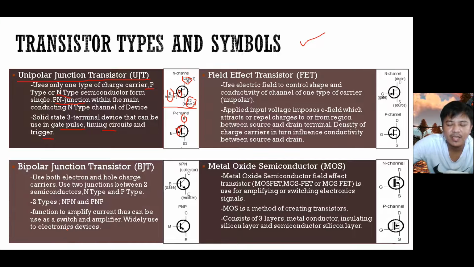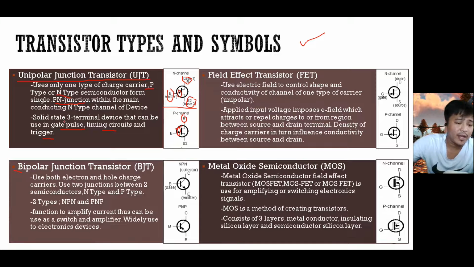But all through this presentation, we will be more tackling and more focusing our activity, concepts and ideas on the bipolar junction transistor, because this is the most commonly used, most especially in hardware devices like our TVs, because the field effect transistor and metal oxide semiconductor, or sometimes MOSFET, are used in semiconductors or integrated circuits applications.